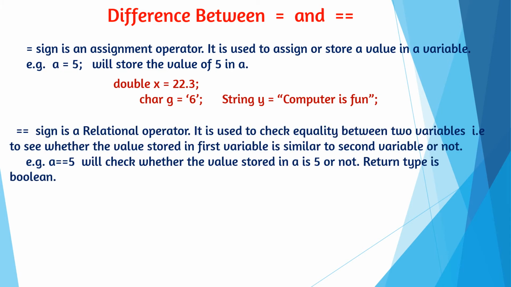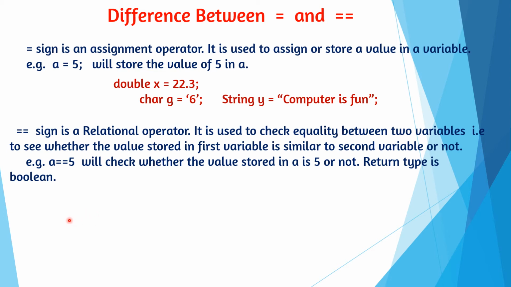And now double equal sign, it is a relational operator. It is not assignment, it is a relational operator. It is used to check the equality between two variables, that is to see whether the value stored in the first variable is similar to the value stored in the second variable or not. So when we say a double equal 5, it will not store 5 in a.